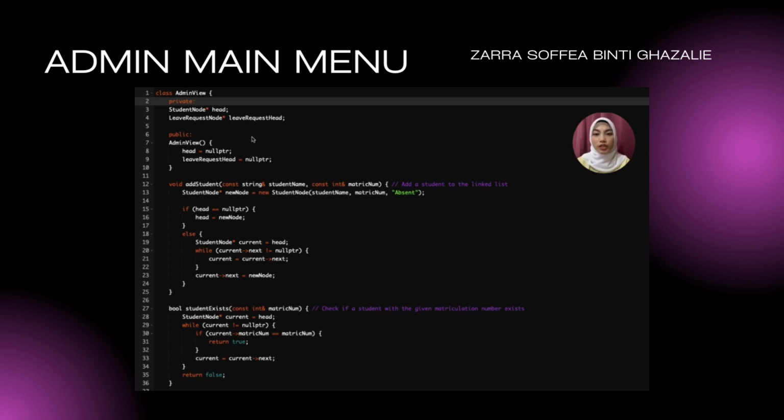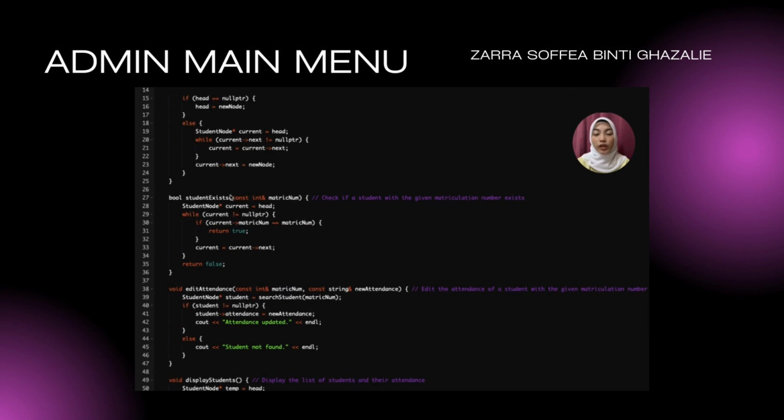The add student function is responsible for adding student to the linked list. The function checks if the linked list is empty by examining the head pointer. If it's a null pointer, meaning the list is empty, the head pointer will be updated to point to the newly created new node.